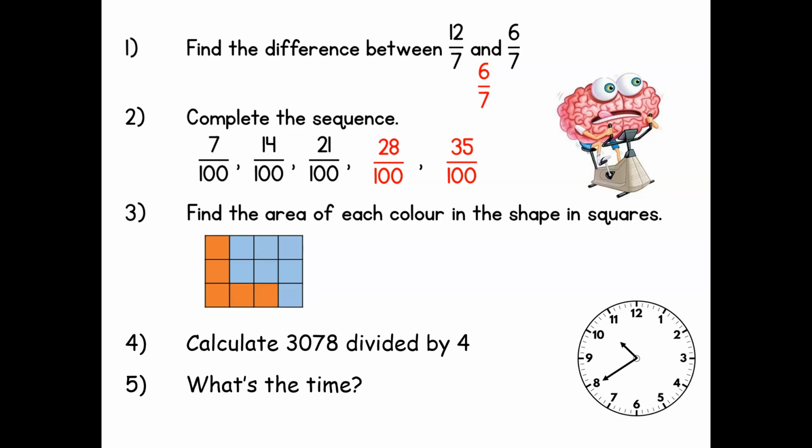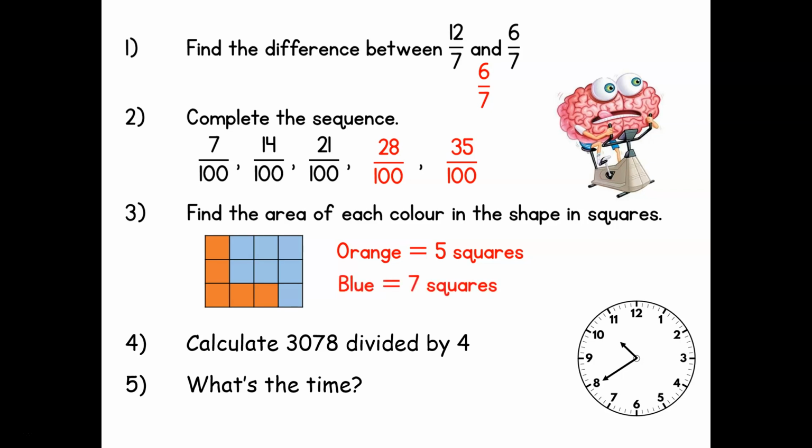In question 3, the area of the rectangle has been split into 2 colours. Remembering that area is the space inside a shape, I can count the blue squares and the orange squares to find the area of each. The area of the orange space is 5 squares and the area of the blue space is 7 squares.